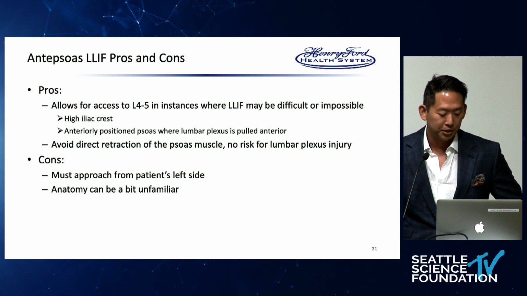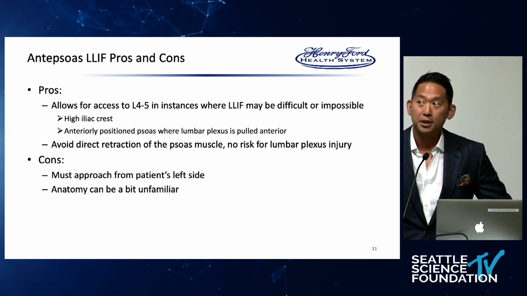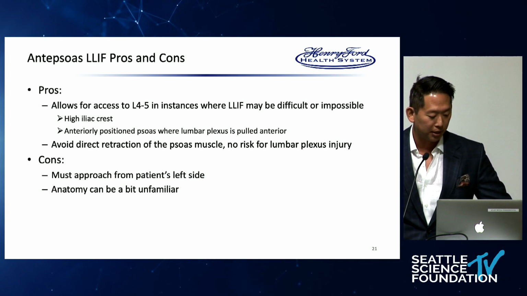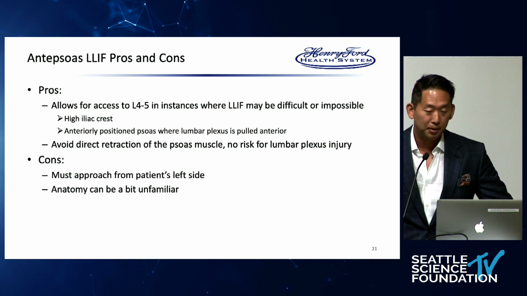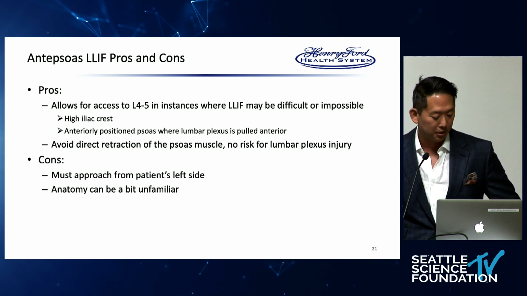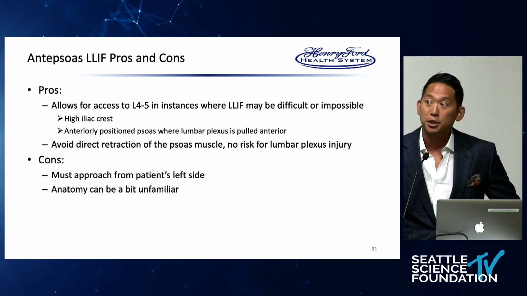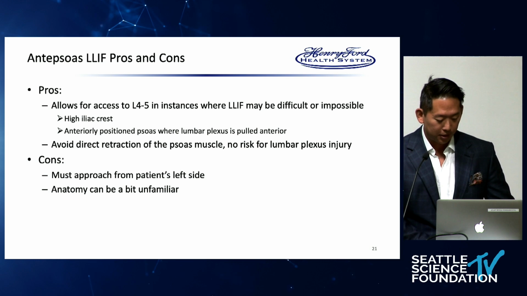Other advantages are that you avoid direct retraction of the psoas muscle, so there's really no risk of a lumbar plexus injury. Disadvantages: you have to approach from the patient's left side, which for the most part isn't a big deal, but the anatomy can be even more unfamiliar because instead of approaching directly orthogonal to the spine, you're approaching at a bit more of an angle. So there's something where image guidance and robotics can be helpful to help orient.